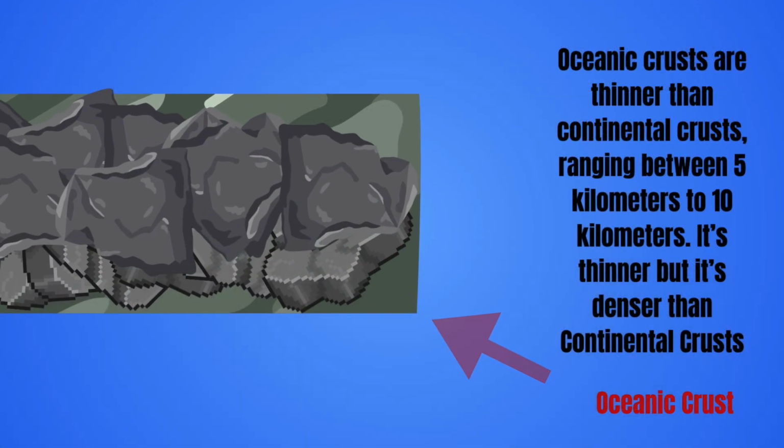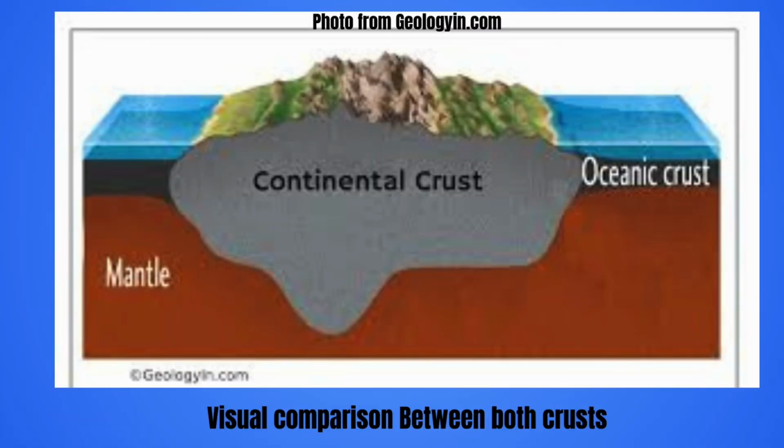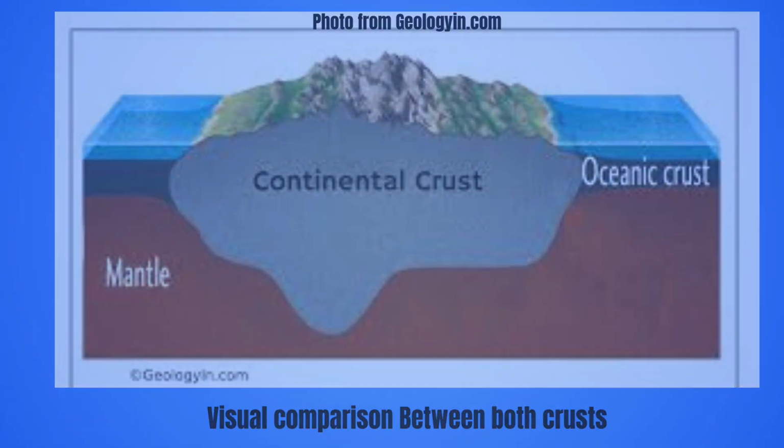Oceanic crusts are thinner than continental crusts, ranging between 5 kilometers to 10 kilometers. It's thinner, but it's denser than continental crusts. Here we can see the visual comparison between both crusts.